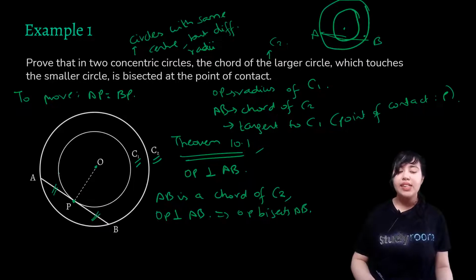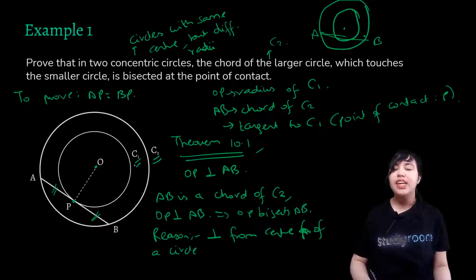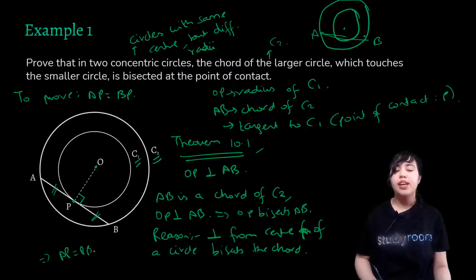So we can say OP bisects AB. The reason for this is that a perpendicular from the center of a circle, in this case circle C1, so a perpendicular from this center, that is OP, we proved this perpendicular by theorem 10.1. So a perpendicular from the center of a circle bisects the chord. The chord that we are referring to is of C2, which is AB. So that means if it is bisecting it, it means AP is equal to PB, hence proved.